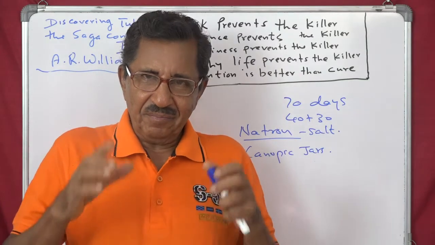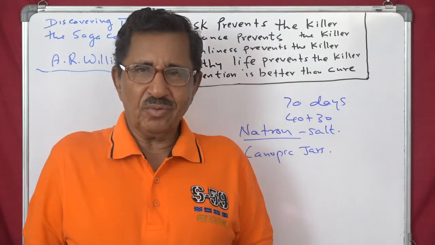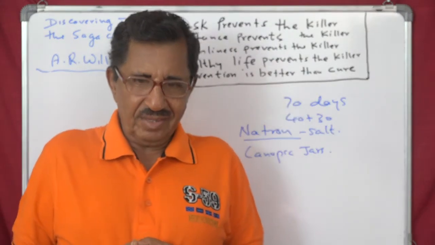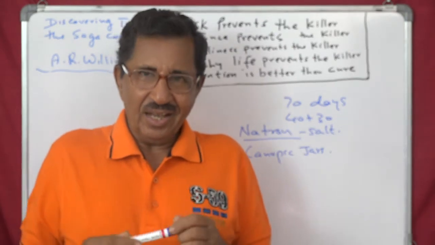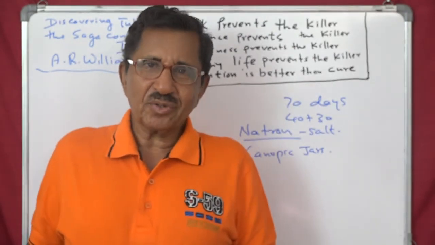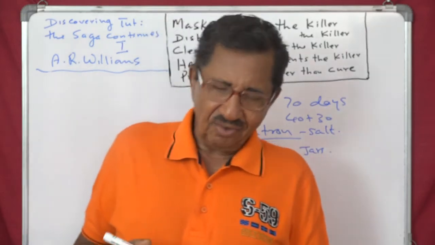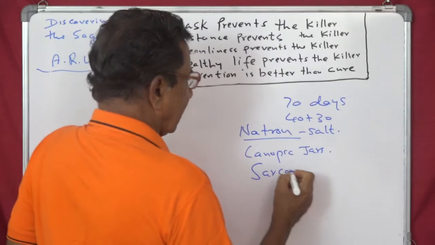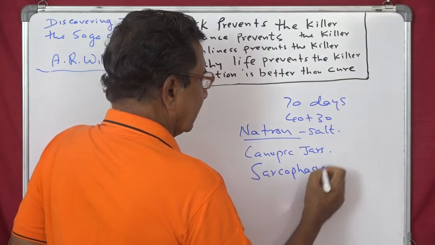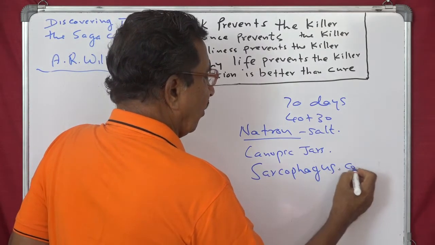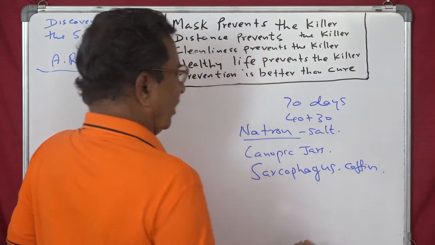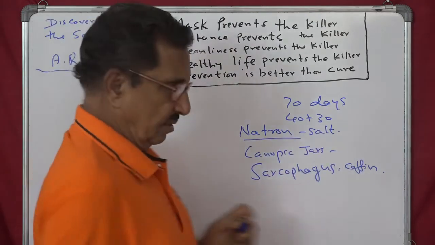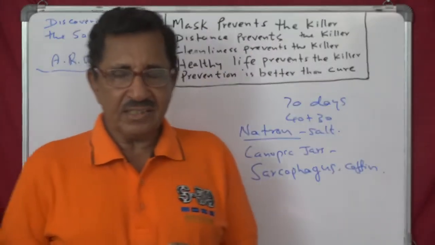And then what happened? Then they will have either a stone or wooden coffin. And those coffins were called sarcophagus. Sarcophagus. Coffin. Usually stone. These are the jars, in which this is salt. So 70 days it takes.